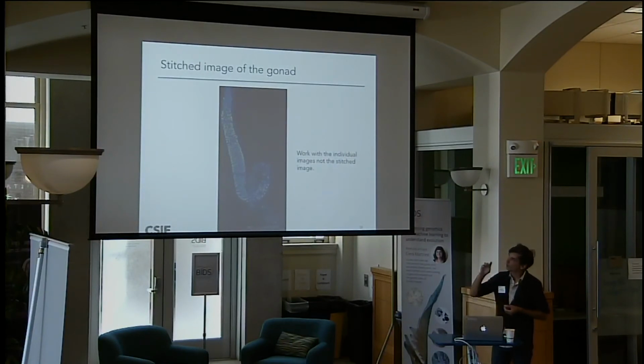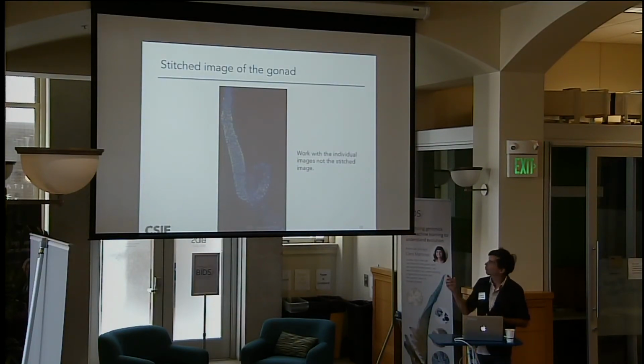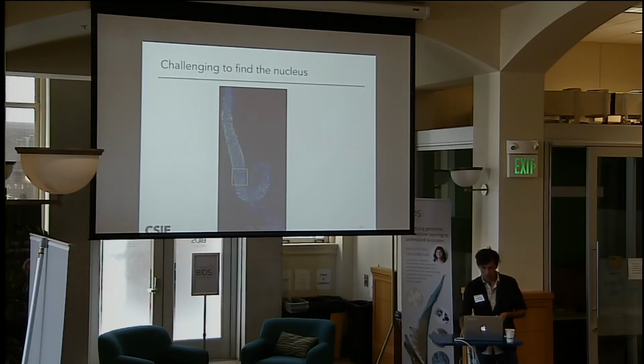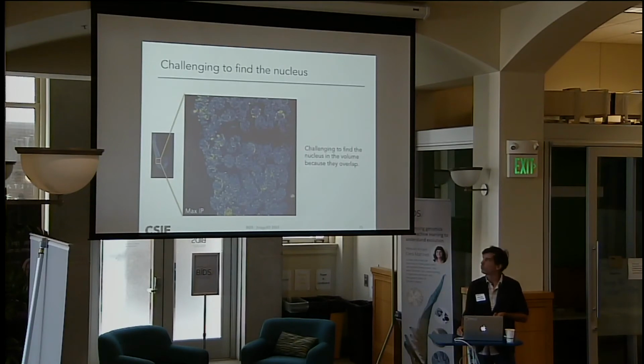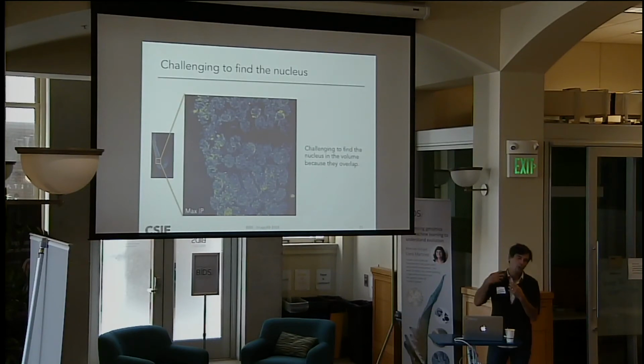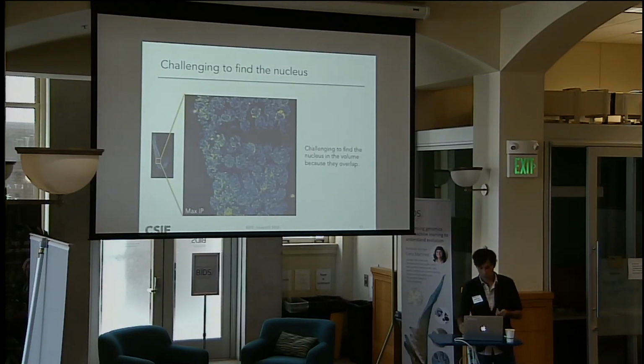So for my part, what I did is I didn't work directly on the stitched image. They were a little too big for me to deal with. So I worked on the individual images, and then I went back to the stitched image afterward. So the first challenge was to find the nucleus in the image, mainly because of the limit of resolution of the microscope. The chromosomes overlap. Also, you're in volume, but all the chromosomes kind of overlap and touch each other. So being able to find where they are was the first challenge I had.